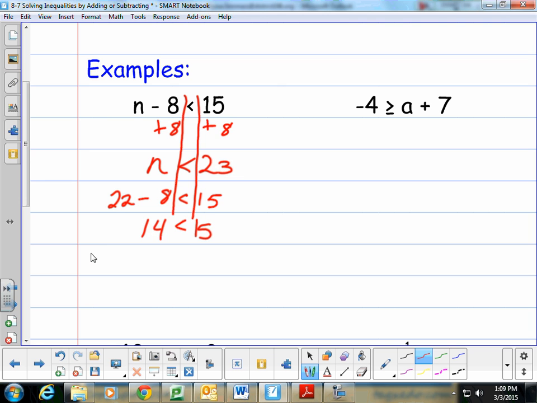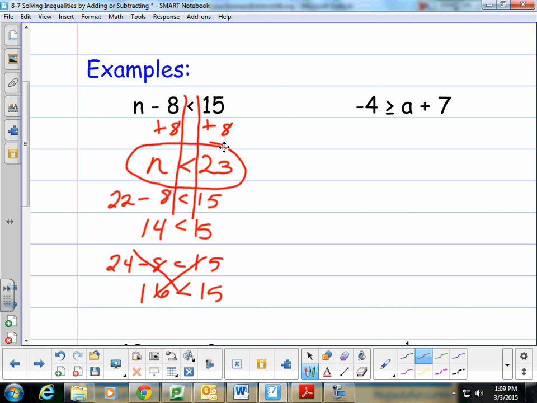You could also try something more than 23 to show that anything 23 or greater will not make this true. So I could do 24 minus 8 is less than 15. Then I end up with 16 is less than 15, which is not true. So n does have to be less than 23. It could be any number less than 23, so 22, 21, all the way down to the negatives.